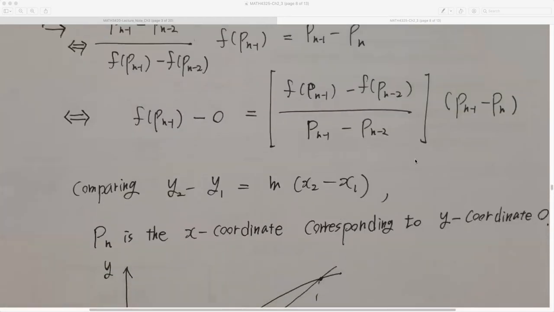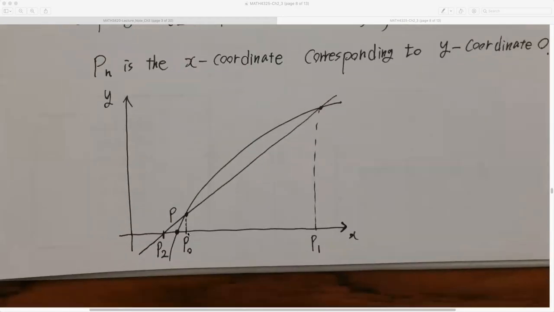So right there, Pn is what? The x coordinate corresponding to y coordinate 0. So it means that Pn is, I'm sorry, not root. Yeah, I made a mistake. Sorry. Pn must be what? The x coordinate of the x-intercept of that secant line. So P2 must be what? The x coordinate of the x-intercept of the secant line.